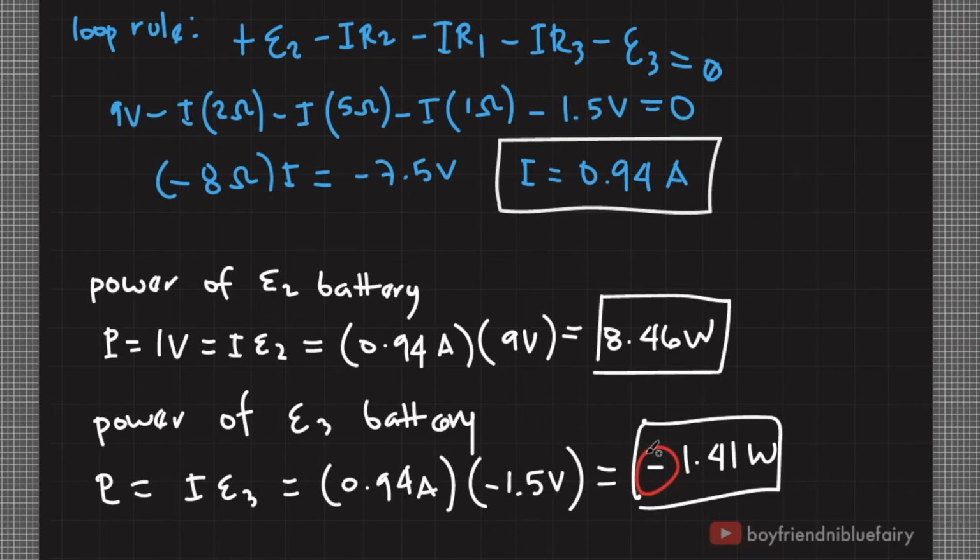So the negative sign here means that the current is running from the positive terminal towards the negative terminal of the battery, and it means that we are recharging the battery. If this is positive, this means that the battery is the one responsible for driving the current into the entire circuit. But in our case, it is the E sub 2 battery that's doing the work.